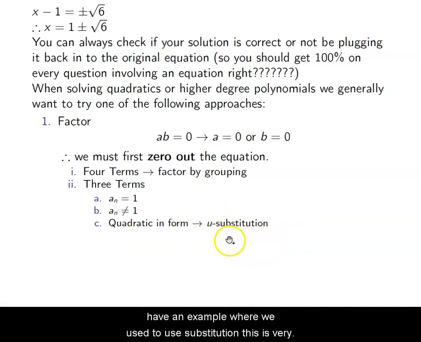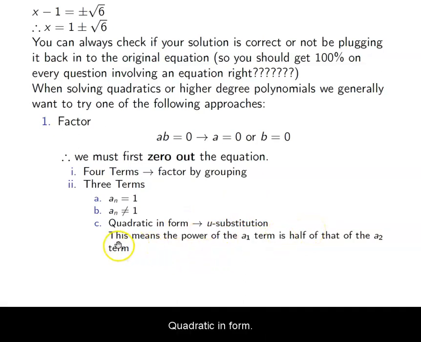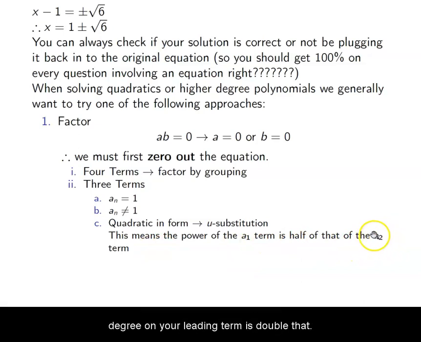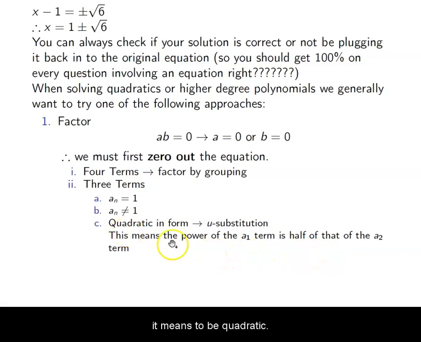This is a very nice method compared to the way that most students would attempt the same problem. Okay. So again, quadratic in form means that the power of your a1 term is half the size of the a2 term, meaning that the degree on your leading term is double that of the degree of the middle term, and the degree of the middle term is double that of the last term, the a0 term. Okay, that's what it means to be quadratic in form.